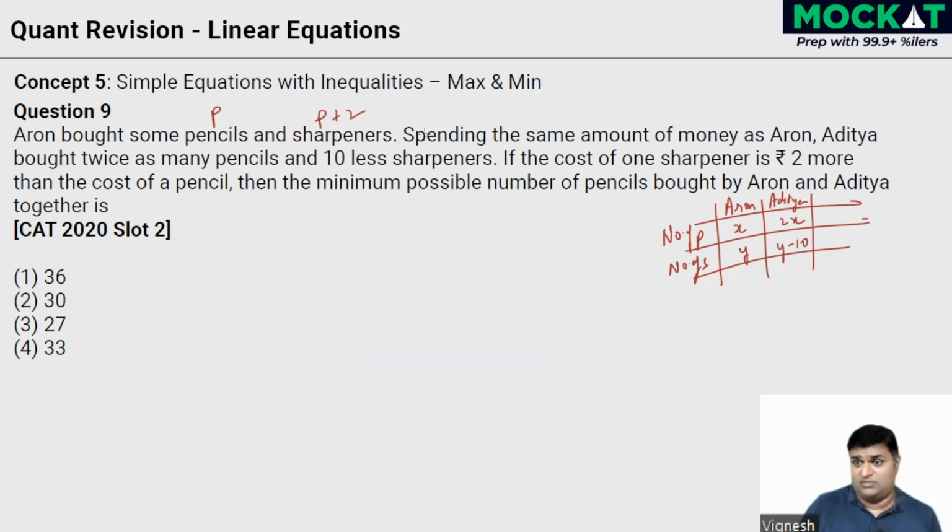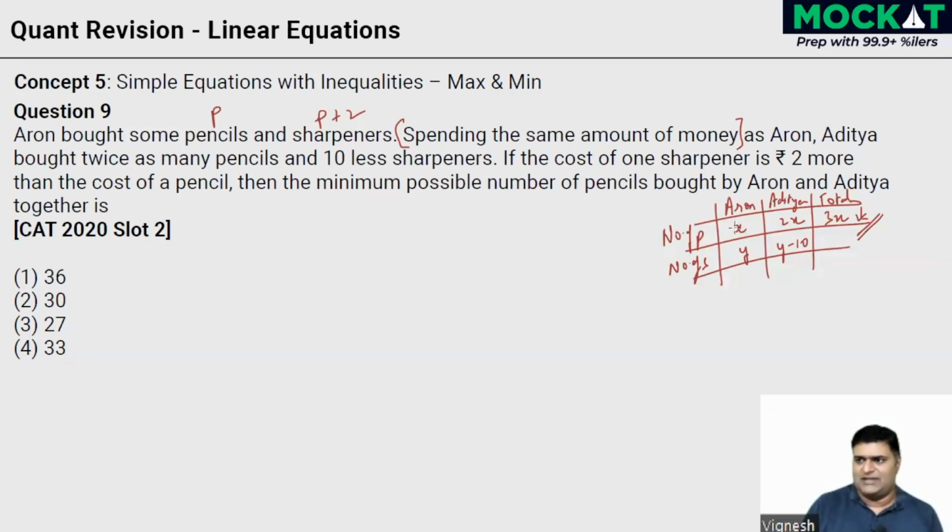So now what are we told? They spent the same amount of money, both of them, for purchasing these, right? Now, the minimum possible number of pencils bought by Aaron and Aditya together is what? Total pencils bought by the two of them is 3x, and that is what I have to minimize. What is the smallest possible value of 3x? So how do we find that? Let's see. We have P and P plus 2, and any other condition they've given us, anything on integers? The numbers are going to be integers, and I think that is all we know.